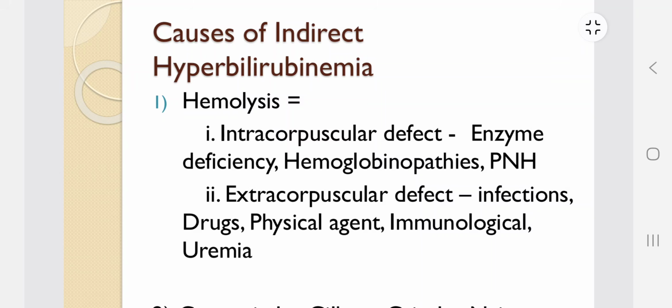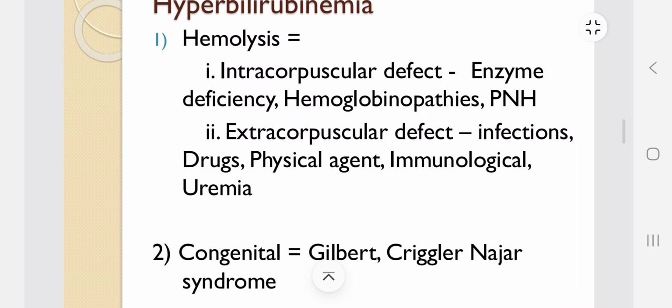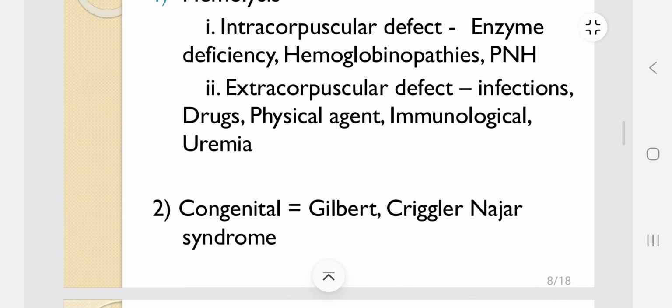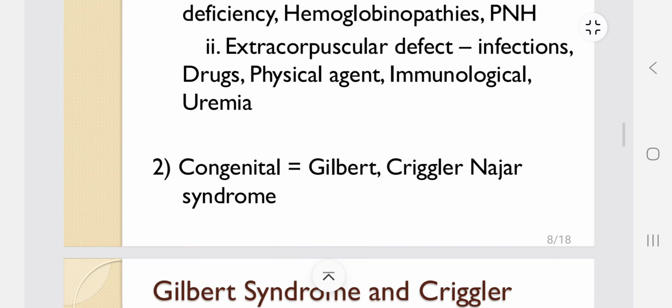In hemoglobinopathies like sickle cell anemia, thalassemia, and paroxysmal nocturnal hemoglobinuria. In extracorpuscular defect, it may be due to infections like malaria, babesiosis, drugs like D-penicillamine, alpha-methyl dopa, etc. In case of physical agents like burns or any electric shock, immunological responses can also be there, like immune destruction of RBCs, AIHA, hot and cold. Uremia can also predispose to hemolytic anemia.